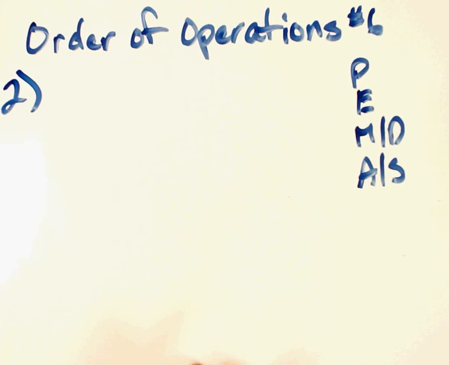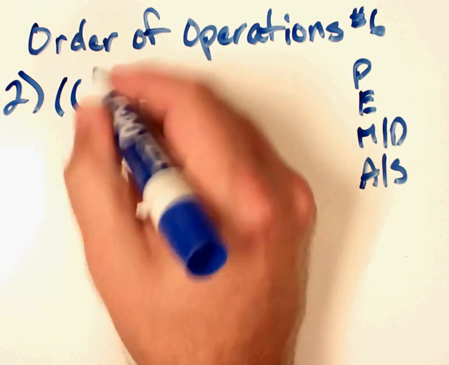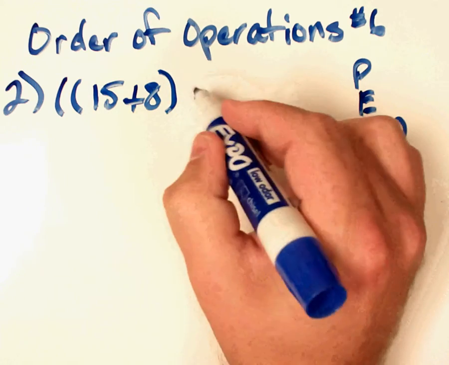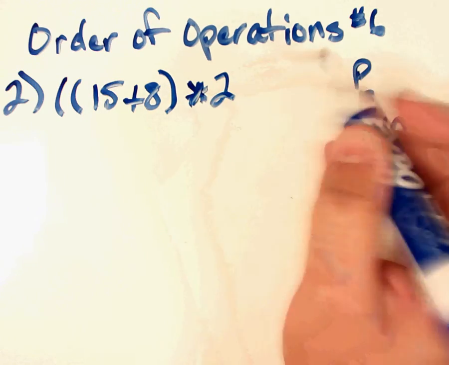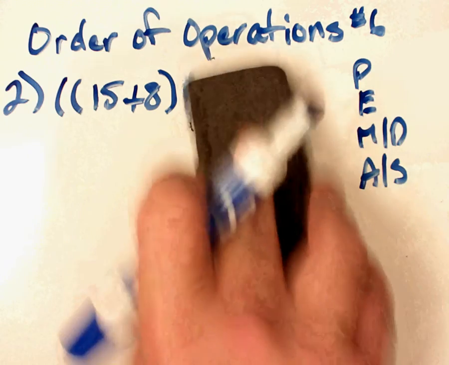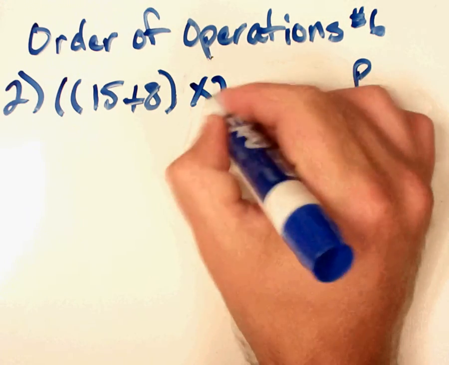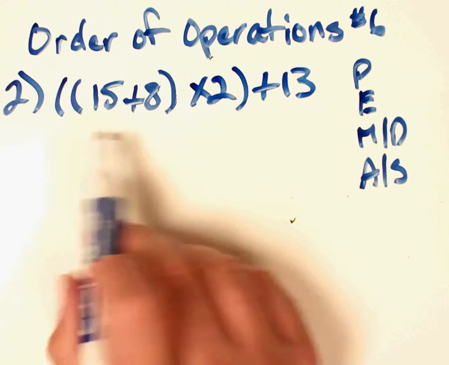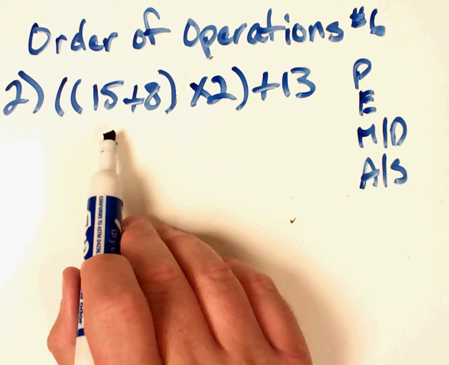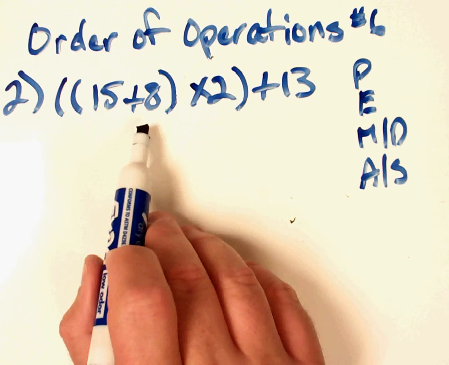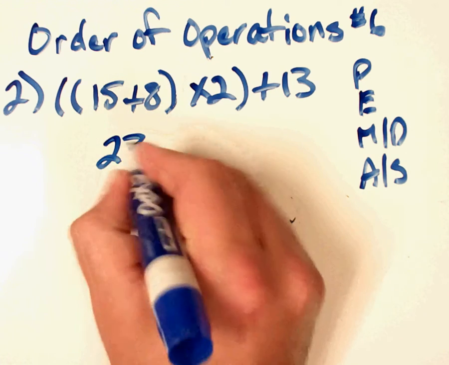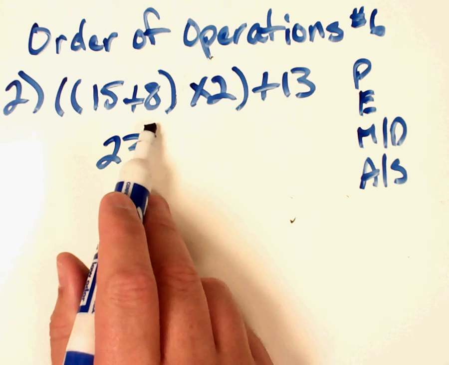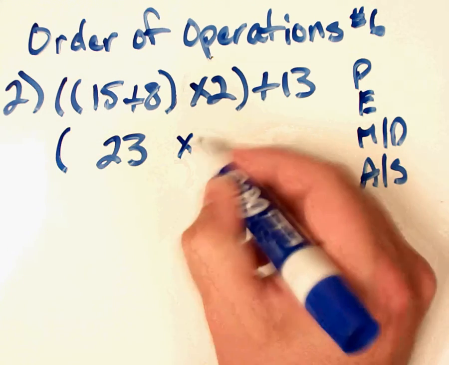All right, number 2. So I've got 2 parentheses and then 15 plus 8, close parentheses, times 2. Sorry, my multiplication symbol looks a little weird there. Let's try that again. Times 2, and then close parentheses, plus 13. All right, so again, doing my innermost parentheses, the one that's the furthest inside, I've got my 15 plus 8 first, which gives me 23. Because I've done the only operation in the parentheses, those parentheses can go away. And then I'm going to rewrite the rest of my problem.